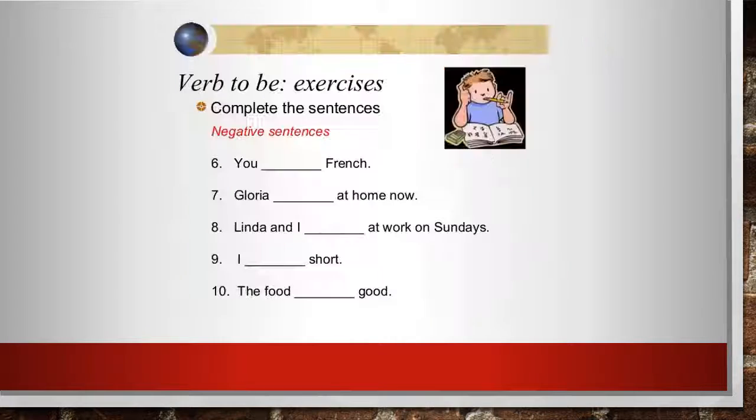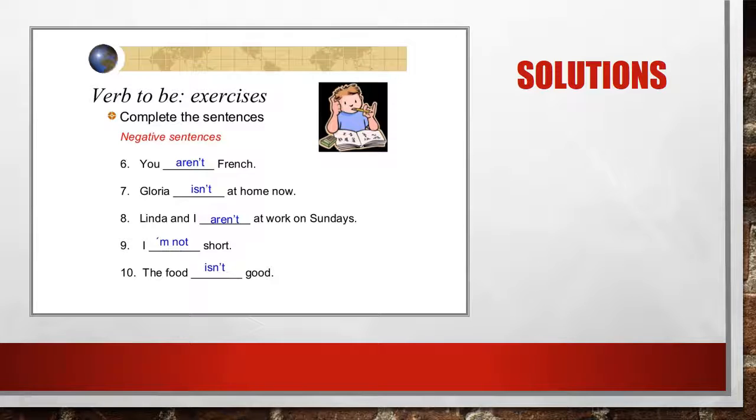Again, we have some more exercises, and I invite you again to pause the video and see how you complete these sentences in negative forms. Well, hopefully you did something like this. You aren't French. Gloria isn't at home now. Linda and I aren't at work on Sundays. I'm not short, and the food isn't good.